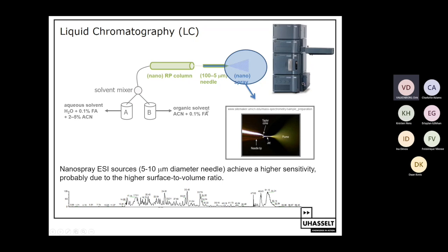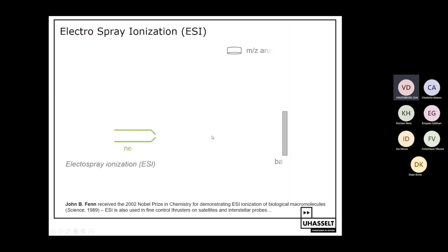Also note that there is some formic acid, FA, added to our liquid. That is an acid, and with that acid we provide protons. And why do we need protons in our liquid? Well, at some point we want to do electrospray ionization. We want to generate ions, and ions are the fourth state of matter, right? So we have solid, liquid, gas, and ions. So how do we generate these ions?